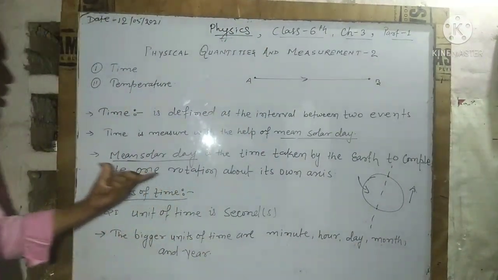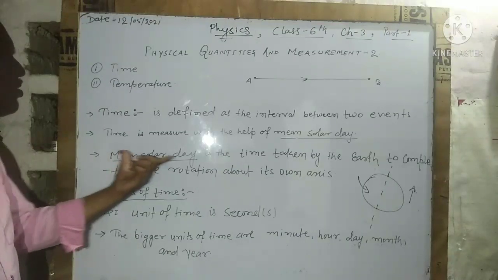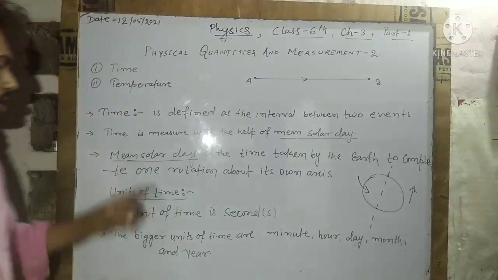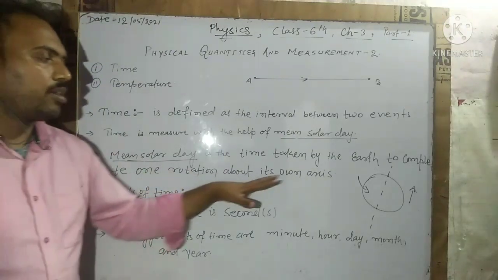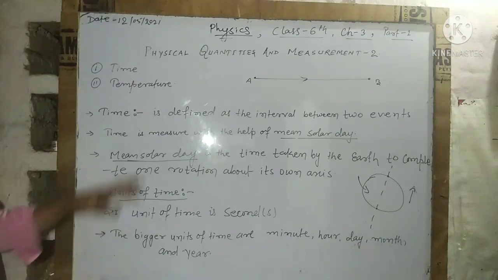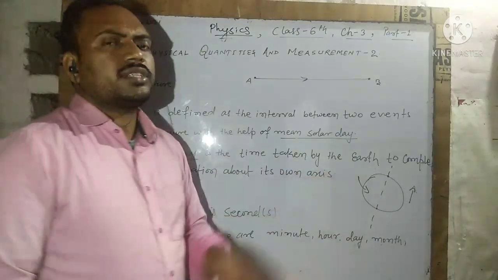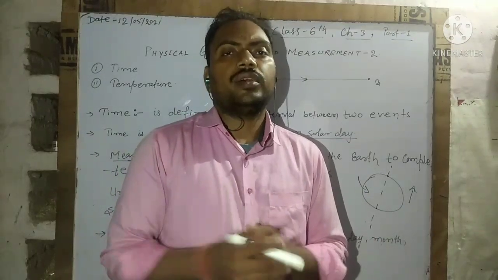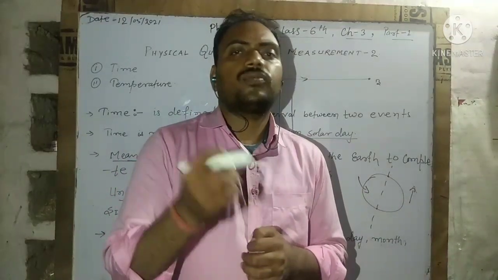That is called a mean solar day. Mean solar day is the time taken by the Earth to complete one rotation about its own axis. It takes a duration of 24 hours 4 minutes 4 seconds.